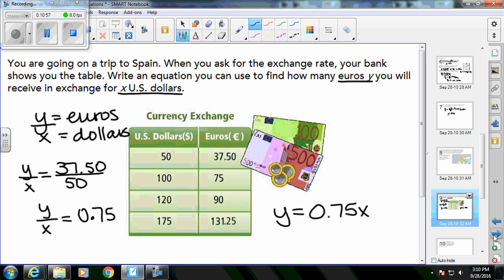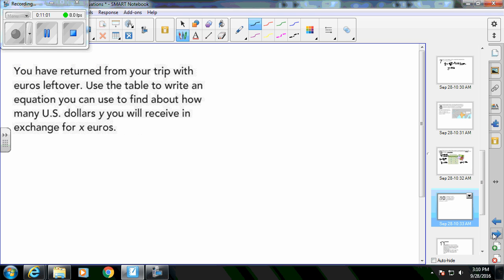Okay? Now, let's look at it from the opposite way. When we return home, we have money left over. We want to use the table to write an equation where we can find out how many US dollars, y, over x euros.